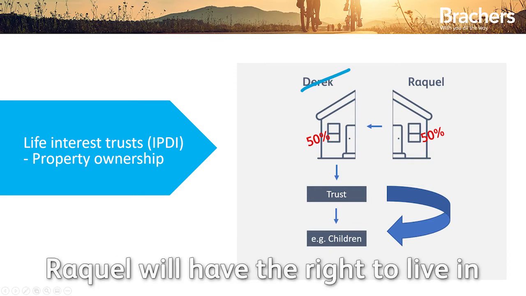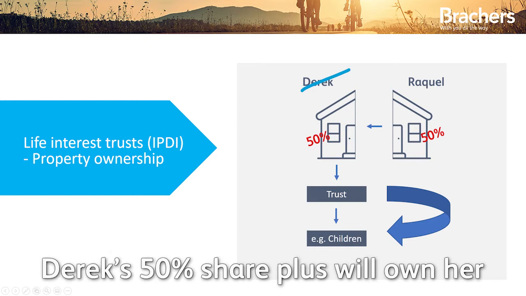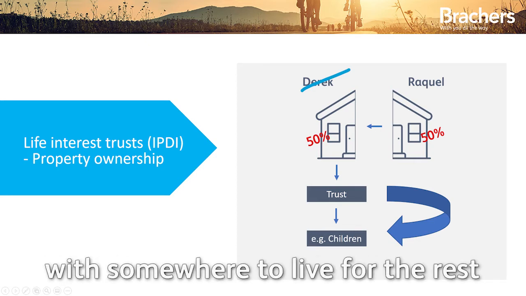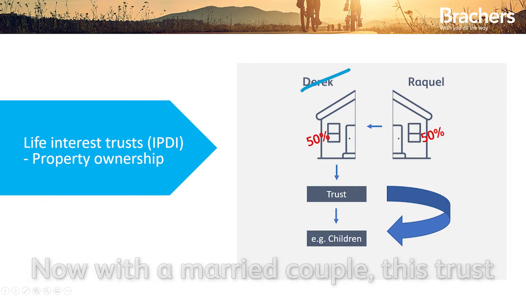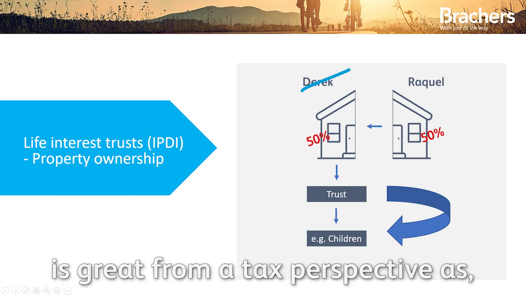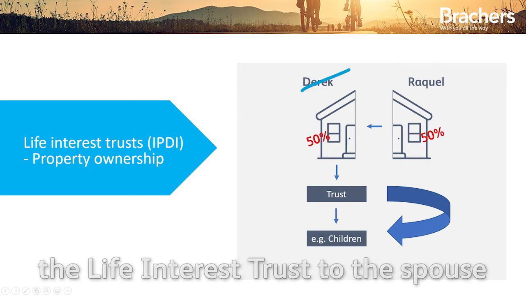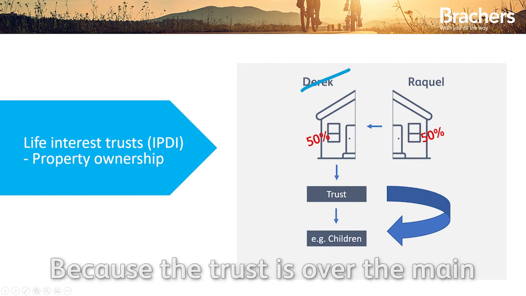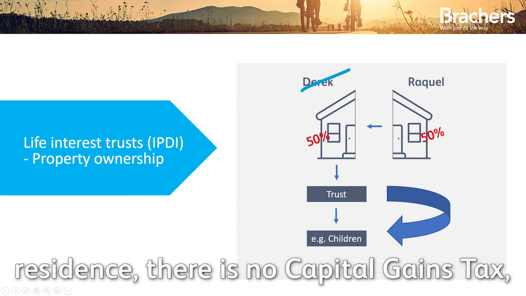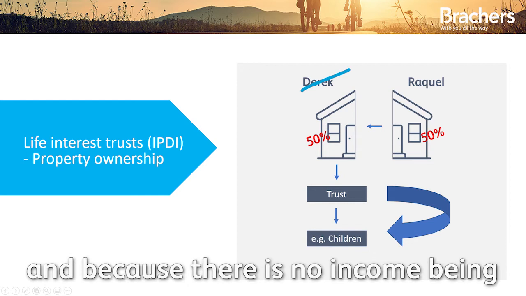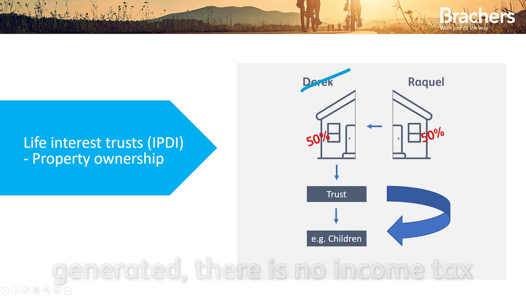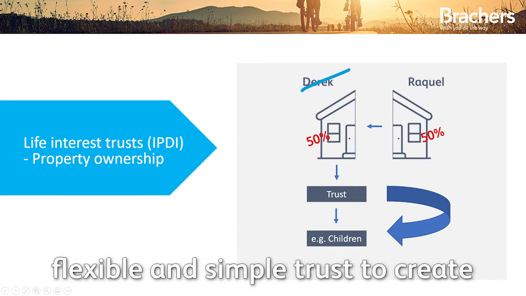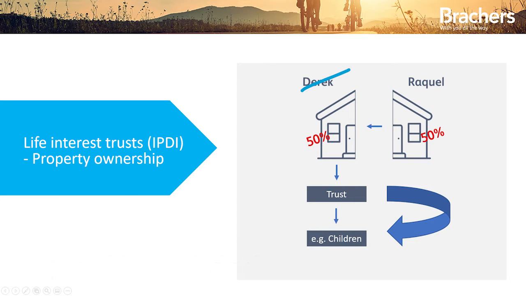Raquel will have the right to live in Derek's 50% share, plus will own her 50% share, so she is also protected with somewhere to live for the rest of her life. Now, with a married couple, this trust is great from a tax perspective, as the life interest trust to the spouse is spouse exempt for inheritance tax. Because the trust is over the main residence, there is no capital gains tax. And because there is no income being generated, there is no income tax to be paid. A life interest trust is an extremely flexible and simple trust to create and run.